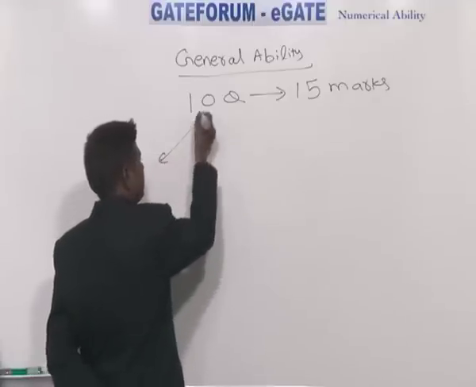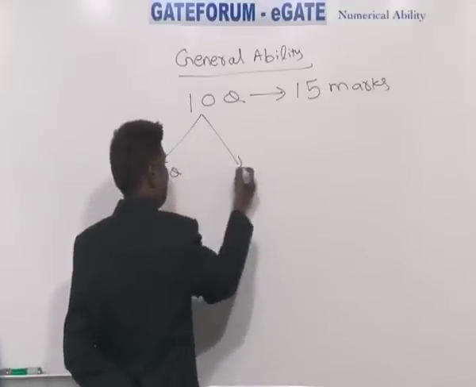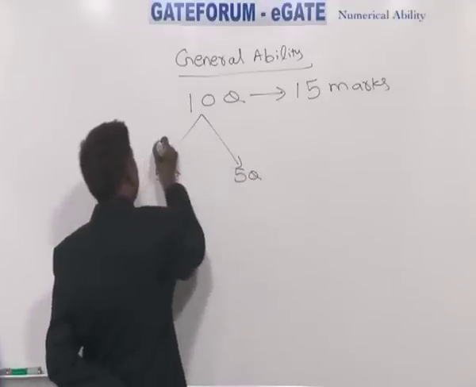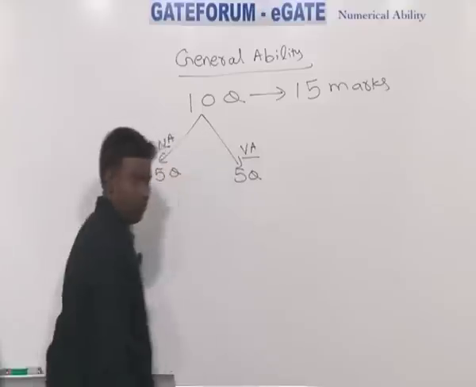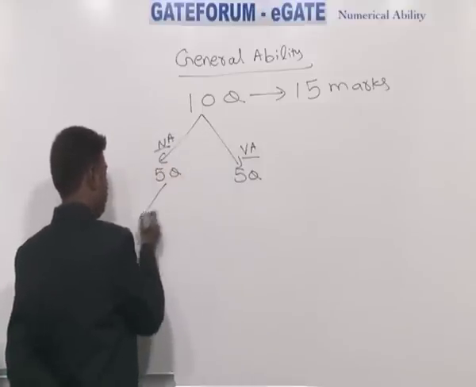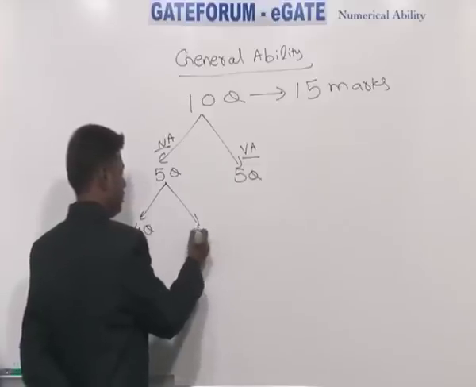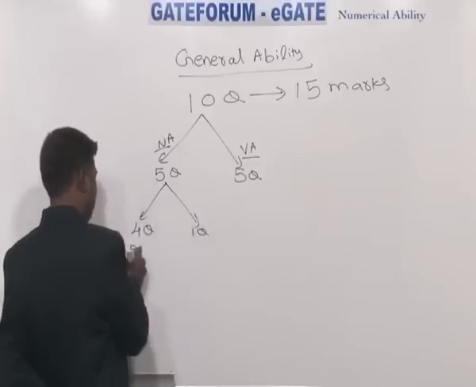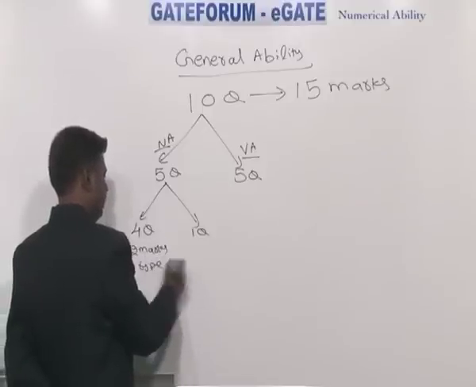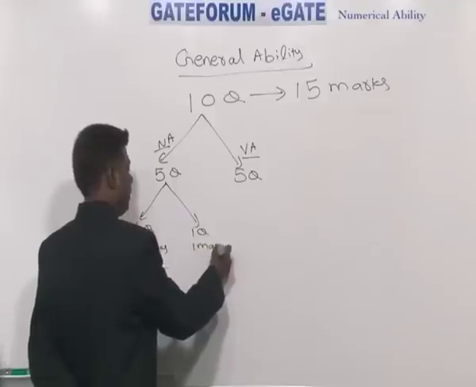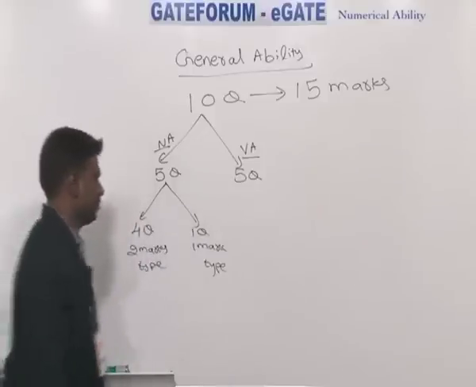Of these 10 questions, you get 5 questions each from numerical ability and verbal ability. Coming to numerical ability, you will get 4 questions of 2 marks type and 1 question of 1 mark type.